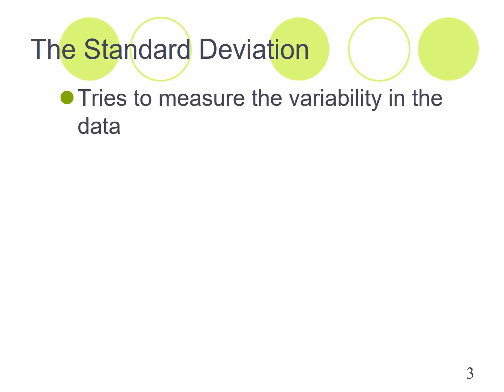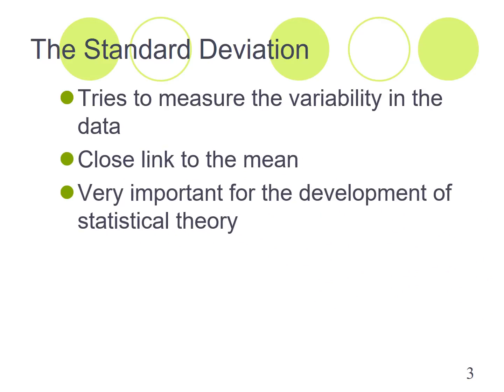So if you're looking at a set of data and you know the mean, how close to the mean were all of the pieces of information that you're looking at? And so obviously there's a very close link to the mean, and it's extremely important for the development of statistical theory, and we'll take a look at why that is so in a few minutes.